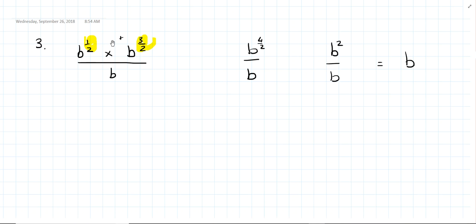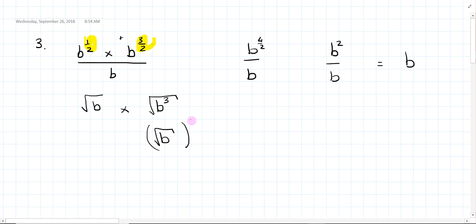Something wrong with the radical form. In what way? Why would you want radical form? I'm not sure. Because if you did, well, b to the power of a half is the square root of b times b cubed square root, or is it b square root cubed?